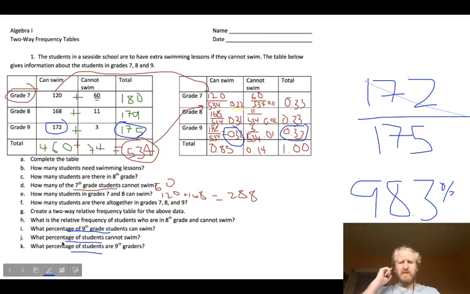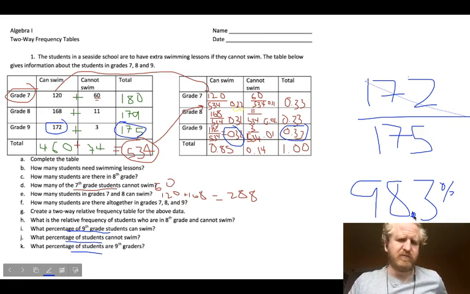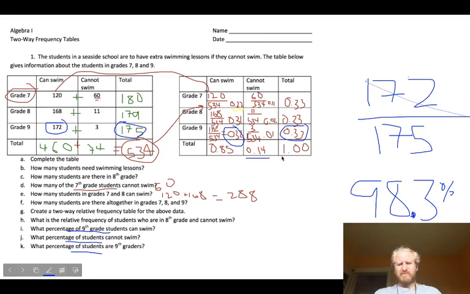So this is a little bit different than these next questions. I is probably maybe the hardest question because it's asking you to do a relative frequency within, or a conditional frequency. Meaning, if you are dealing with just 9th graders, what percentage of them can swim? Now, J is a little bit easier. What percentage of students cannot swim? So who's cannot swim? Right here, here's the total. 14% of all students cannot swim.